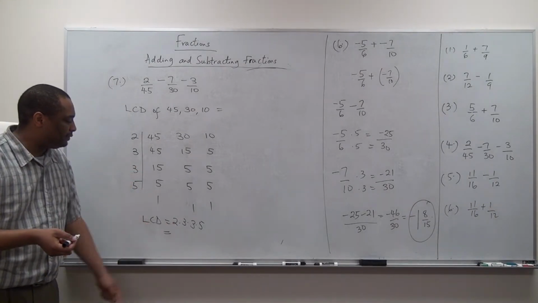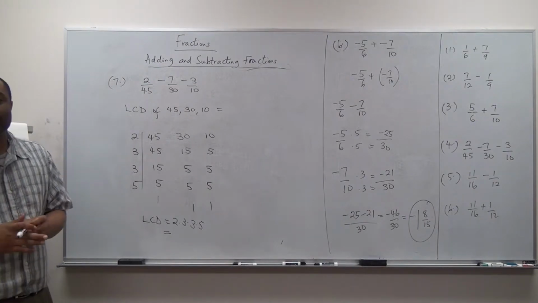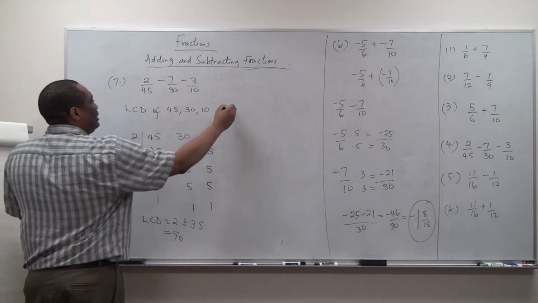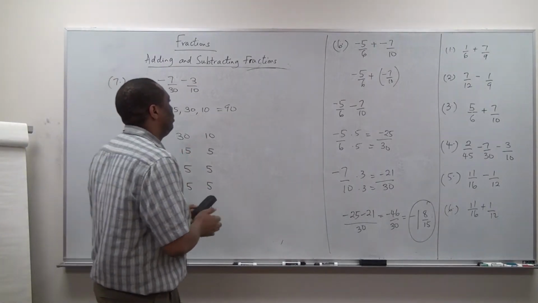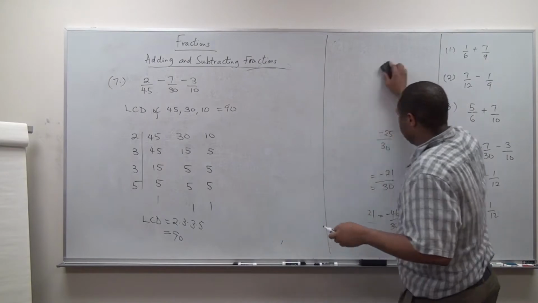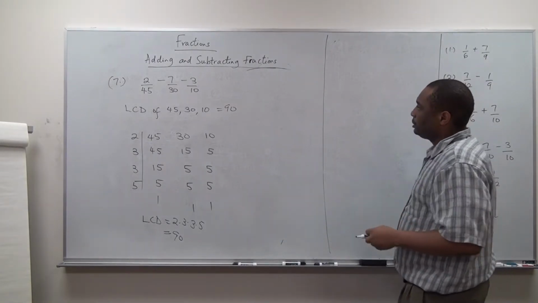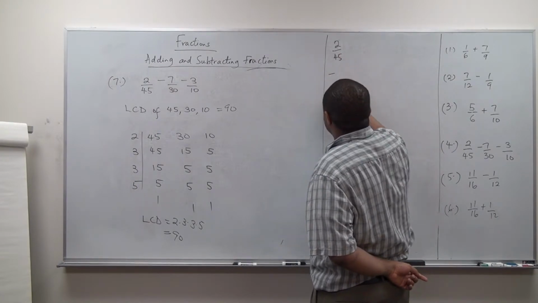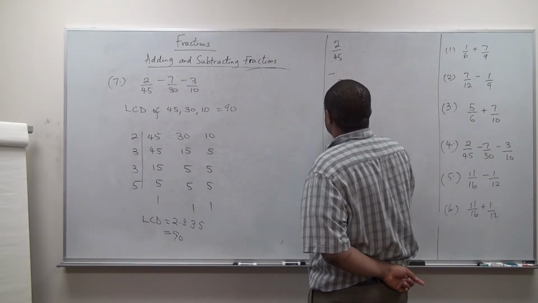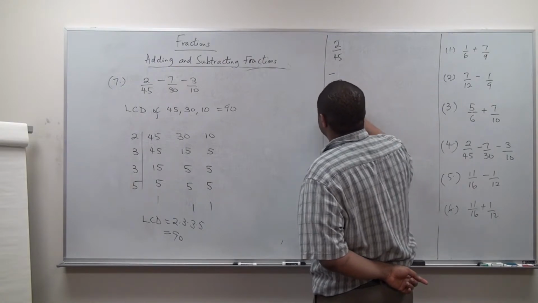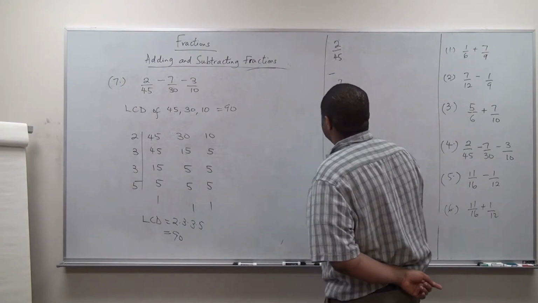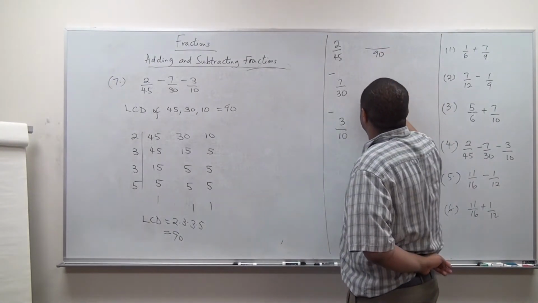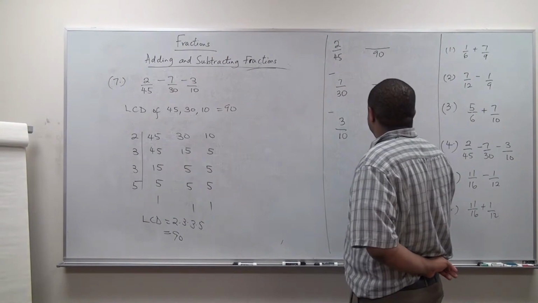So 2 times 3 gives you 6. 6 times 3, 18. 18 times 5 will give you 90. So the LCD is 90, right? So let's go ahead and work on the fractions. We have 2 over 45 minus 7 over 30, I'm sorry, minus 3 over 10, right? So the LCD is 90. 90 over 90 over 90.